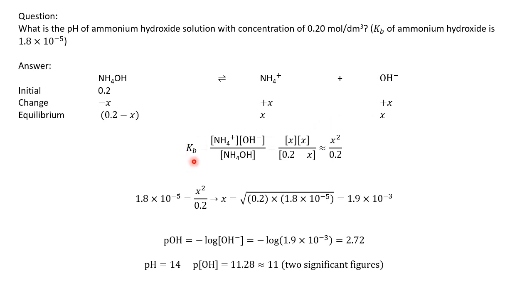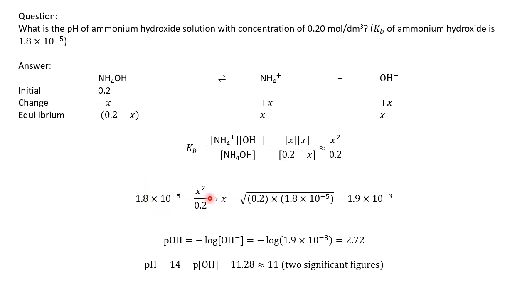We can then construct the equilibrium constant as concentration of ammonium ion multiplied with concentration of hydroxide ion divided by concentration of ammonium hydroxide. We can substitute the value as x multiplied with x divided by 0.2 − x. Because the value of x is very small, we can approximate this term as x² divided by 0.2. We can substitute the value of Kb as 1.8 × 10⁻⁵, and it is equal to x² divided by 0.2.